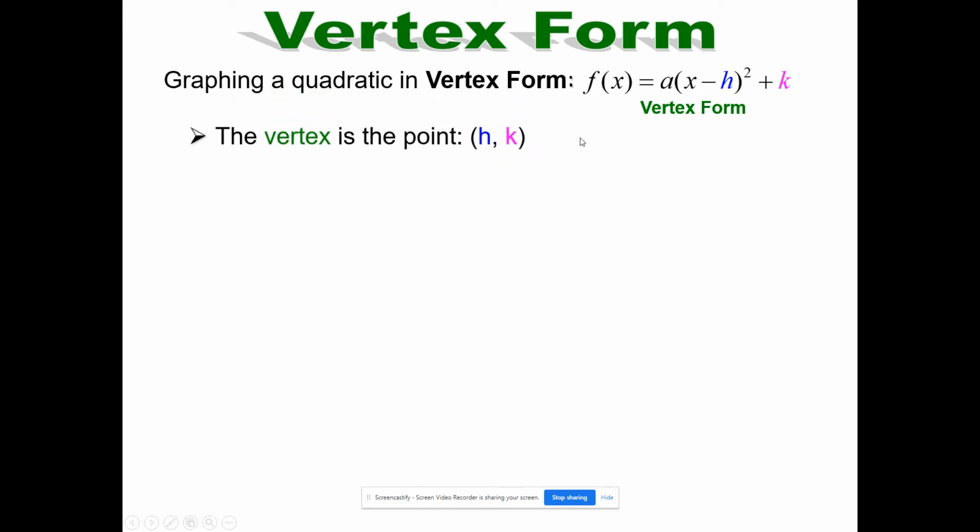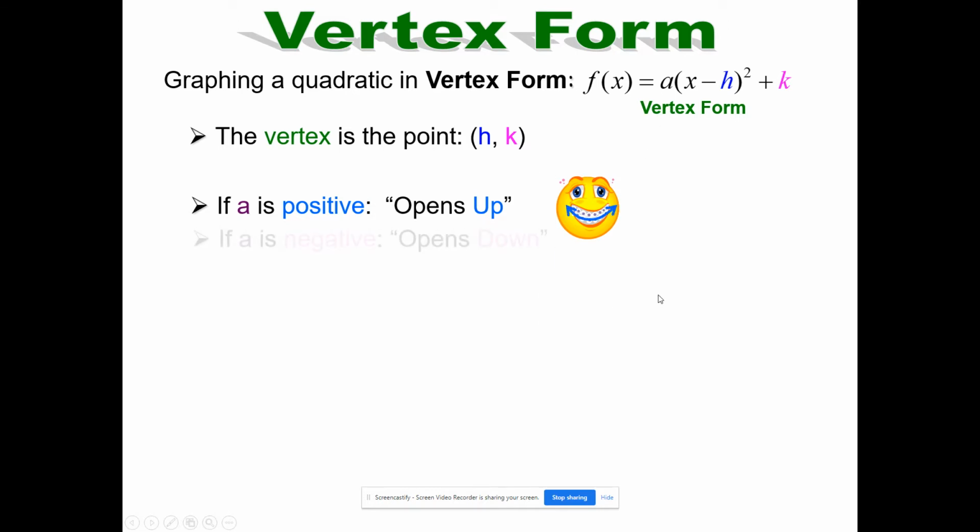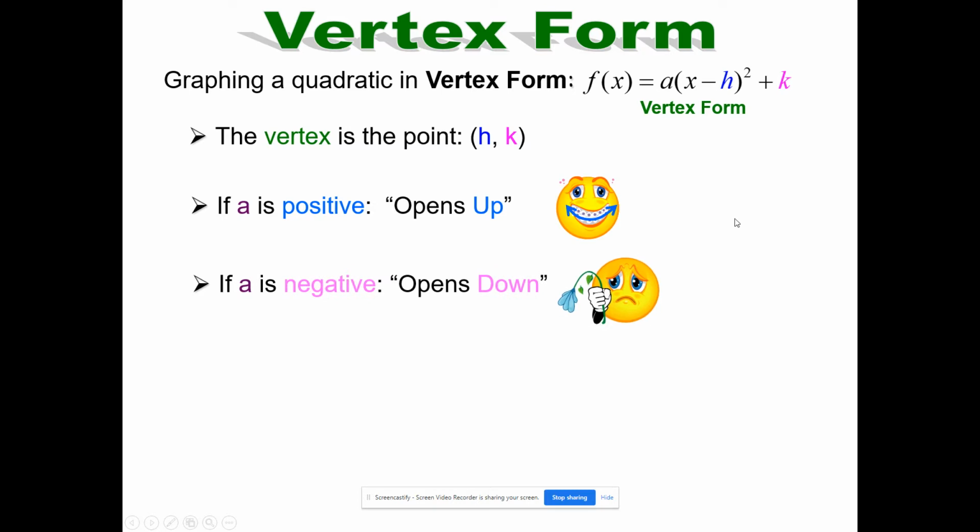So the vertex is the point H, K. So it's really opposite, same. So opposite of H comma K. Now A is just like the A in standard form. It tells us how skinny or wide the shape is, and also whether it opens up or down. So if A is positive, it opens up. If A is negative, it opens down, of course.